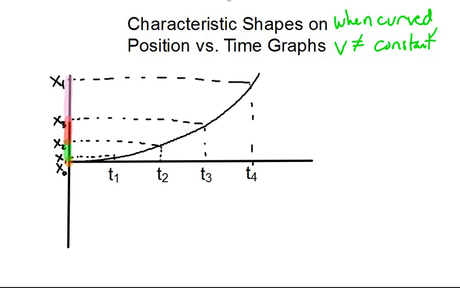So the way we'll describe our object's motion for a nice upward curved line, where it goes here and curves upward, is going to be a positive increasing velocity. It's getting faster and faster over time. Still going in the positive direction. Remember, our positive direction is upward. So it's in the positive direction, and it's getting faster and faster.